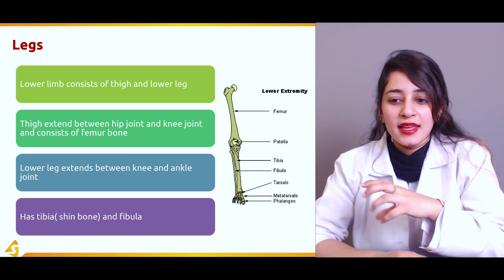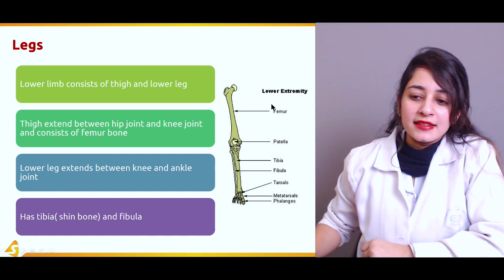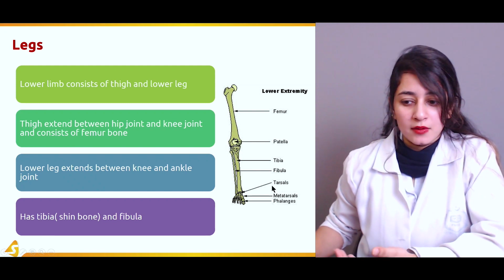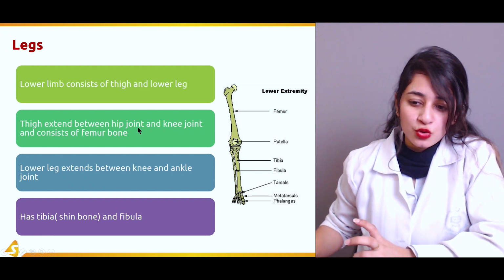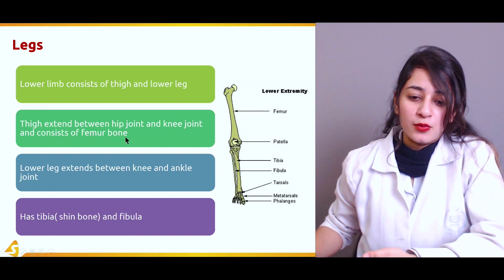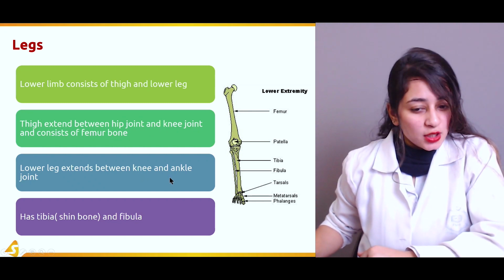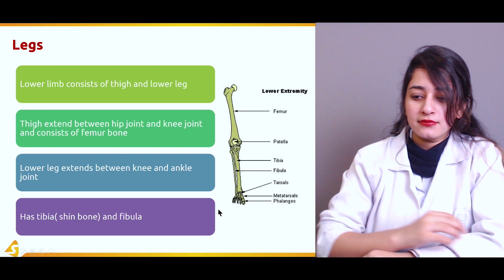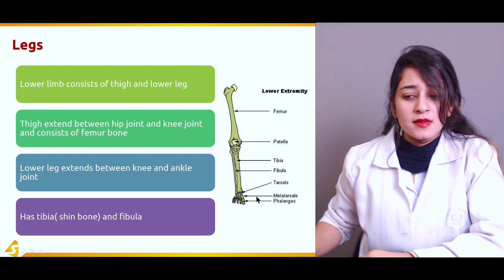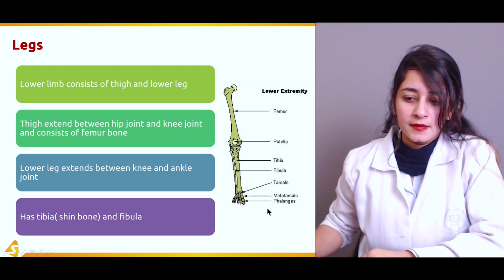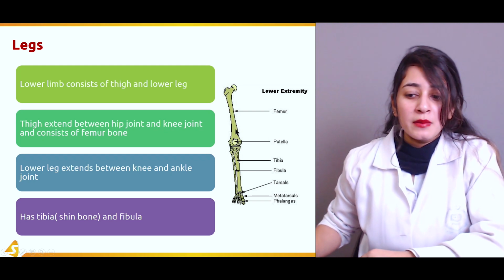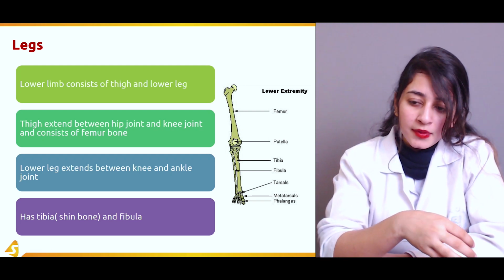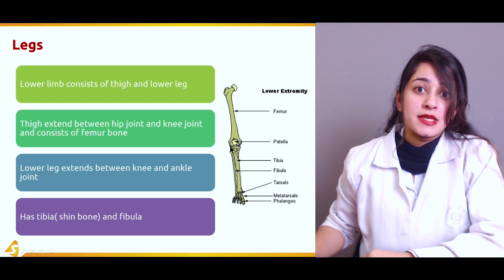Lower limb consists of thigh and lower leg. The thigh portion contains femur and the leg has tibia and fibula bone. Thigh extends between hip joint and knee joint and consists of femur bone. Lower leg extends between knee and ankle joint and has tibia, the shin bone, and fibula. Then we have tarsals, metatarsals and phalanges of the foot. Okay. Femur, tibia, fibula, they join at a common junction which forms the knee joint. And here we also have an accessory bone, that is patella.